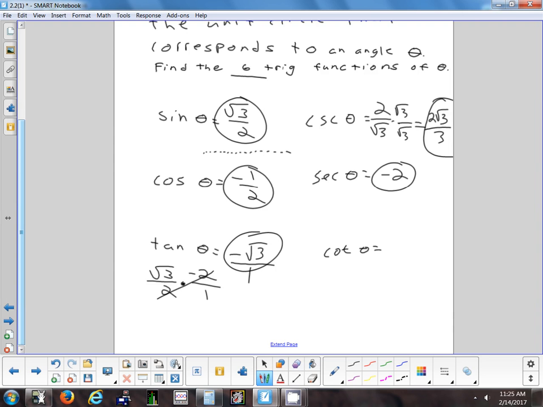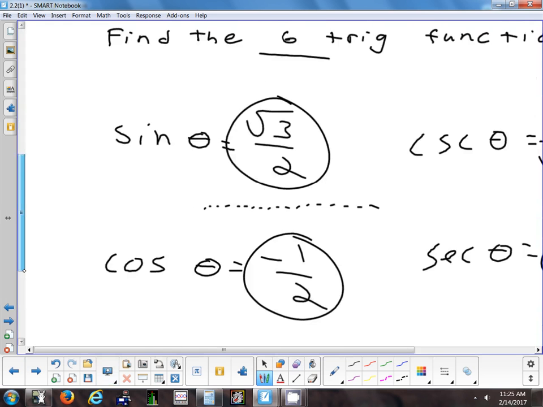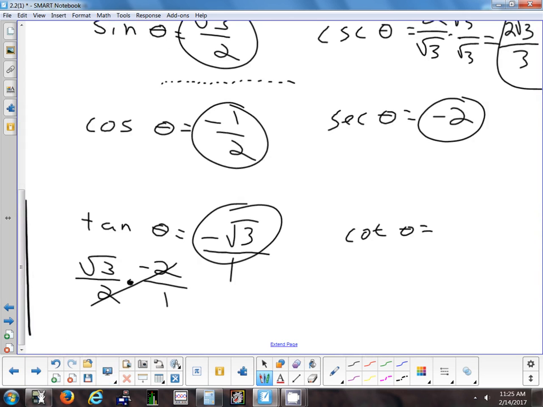Okay, so Kylie, what do I get if I flip tangent? 1 over square root of 3. Close. So I would get C. Just one thing you got to be careful of. Oh, negative. The negative. All right, so we just make sure when we flip it, we keep the negative. All right, so we get negative 1 over the square root of 3.